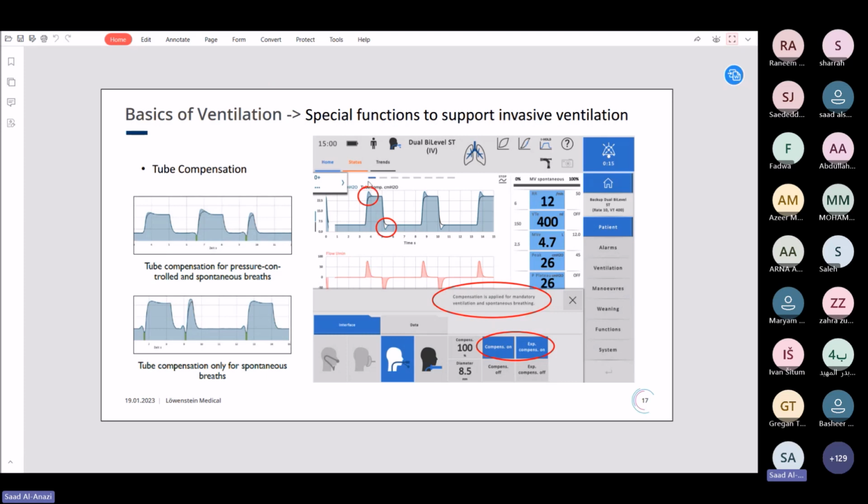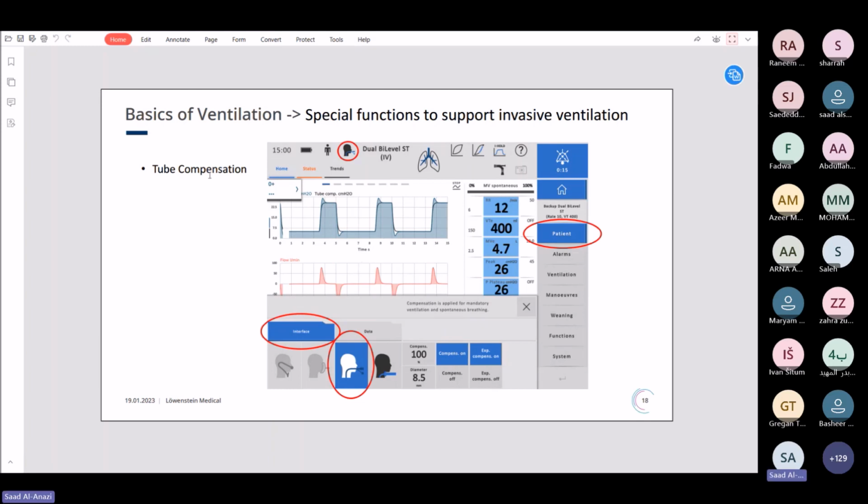Then you need to select how much percentage you need from the ventilator to compensate. As you see in the graph, the compensation is already on here. It's a really great option, applying this compensation for mandatory ventilation and in spontaneous breathing. Here, the tube compensation is continuous. We have expiratory compensation and we have inspiratory compensation.